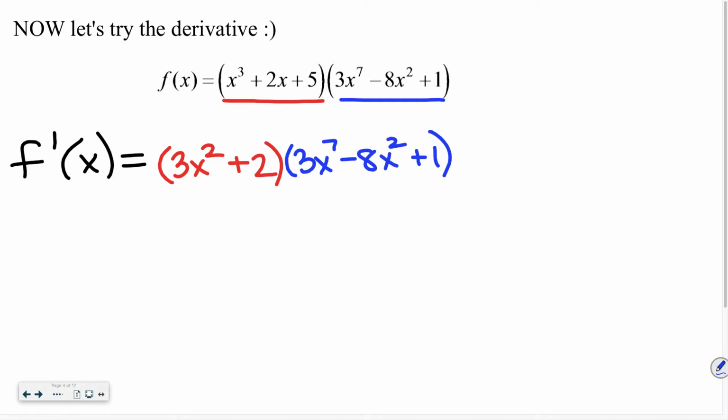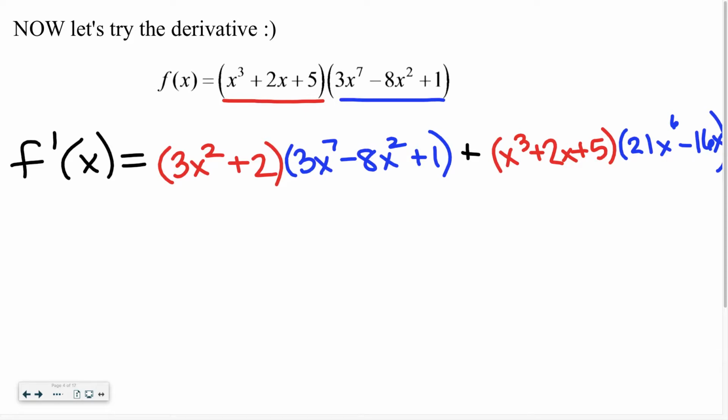and we keep it the same, plus, now we need a flip-flop. We're going to keep the first one the same, and then we're going to take the derivative of the second. So 21 x to the 6th minus 16x.